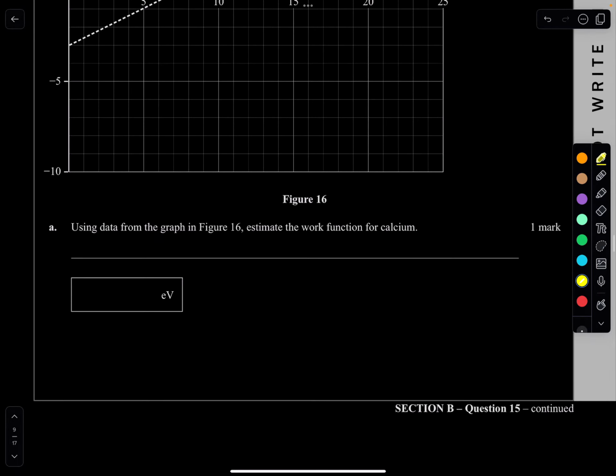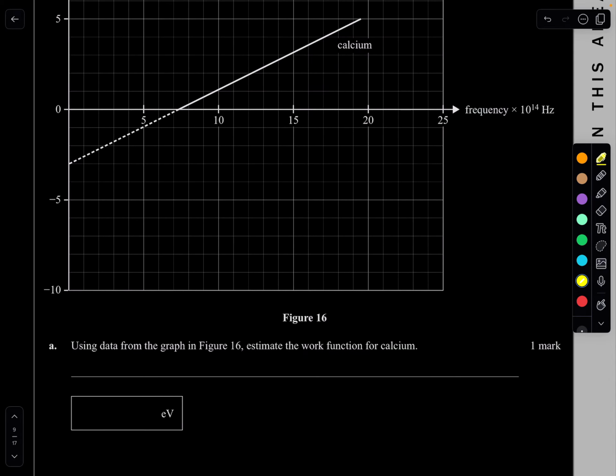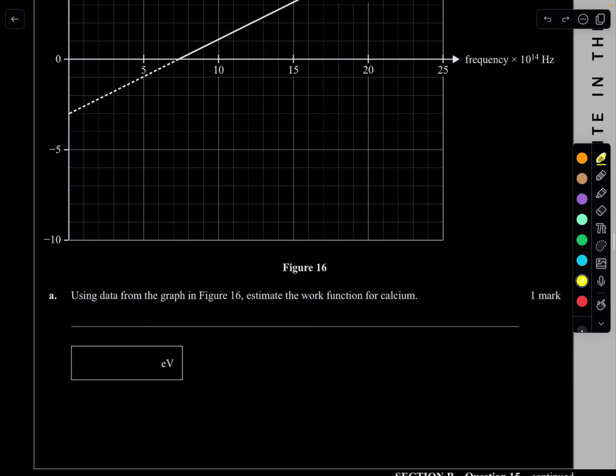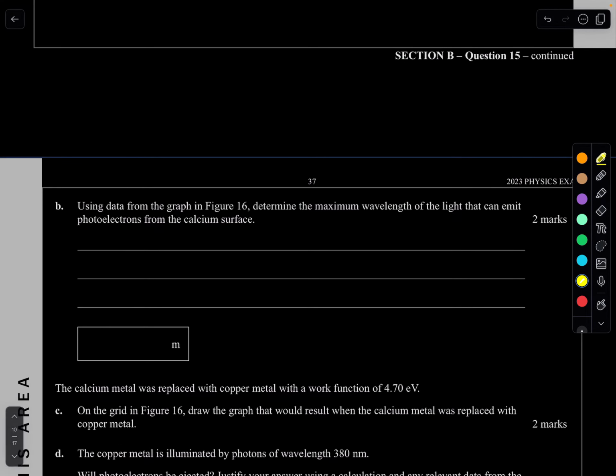Beautiful. Using the data from the graph in figure 16, estimate the work function of the calcium. Remember, the work function is basically your y-intercept, which is 1, 2, 3. It's basically 3.0 electronvolts. Done.